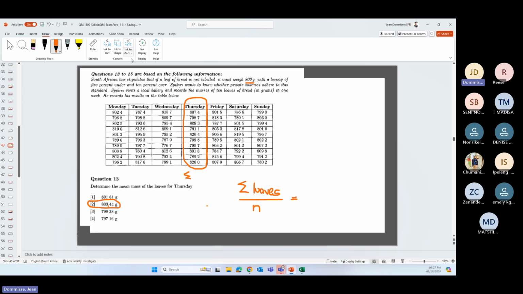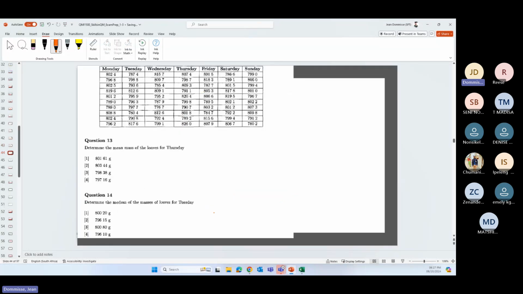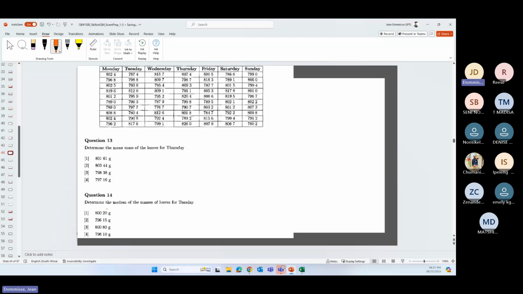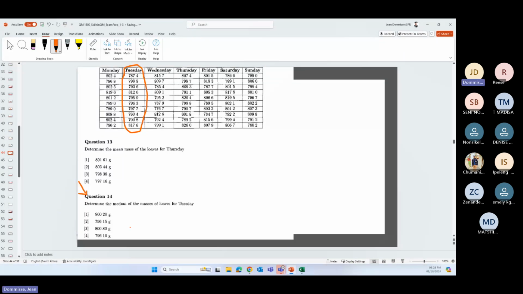Okay, but on this exam, there was a question 14 and a question 15 also based on it. So that was question 13, and now we need to look at question 14. Determine the median of the masses of loaves for Tuesday. Okay, so now we need to look at the Tuesday one, and we need to look for the median.